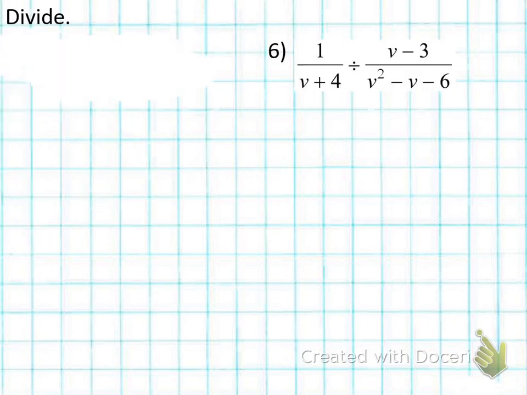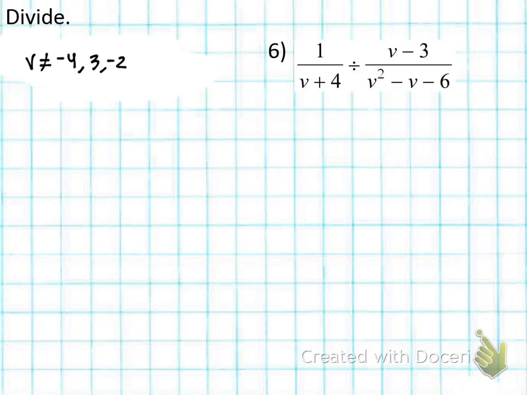Next one. Number 6. Please write down number 6 for me. What are the 3 excluded values? -4, 3, and -2. Good. Do you guys agree? -4, 3, and -2? That's right.